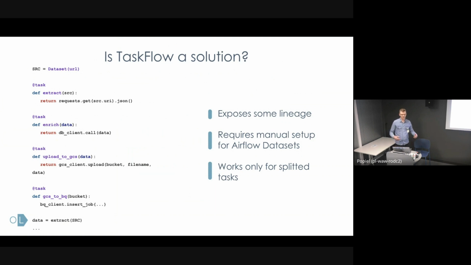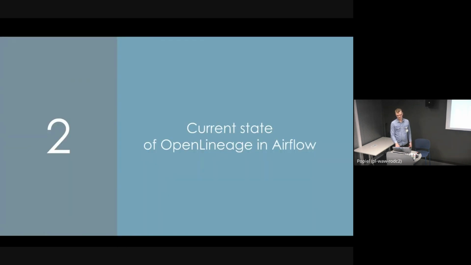Not everything can be expressed with an Airflow dataset for now, and you need to split the whole work that should be done with the Python code just to generate lineage. And sometimes you don't want to split it because it's one huge job that should be executed within one task. So before I propose a solution to the problem, I want to shortly talk about the current state of OpenLineage in Airflow.